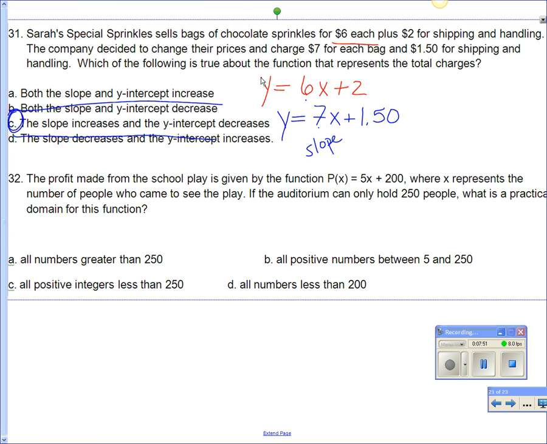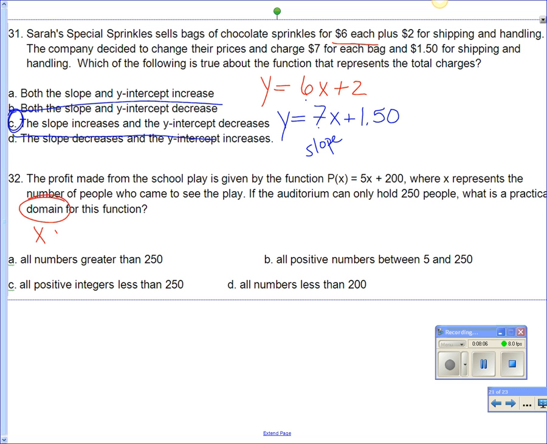All right, number 32. The profit made from a school play is given by the function P of x equals 5x plus 200, where x represents the number of people who came to see the play. If the auditorium can only hold 250 people, what is the practical domain for this function?